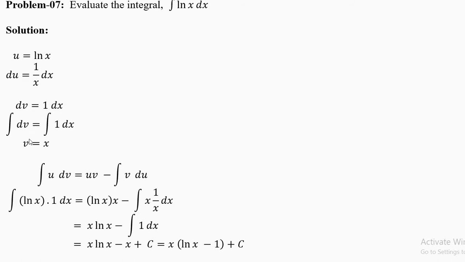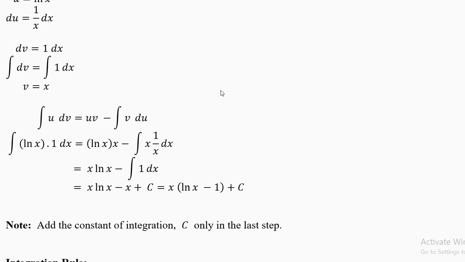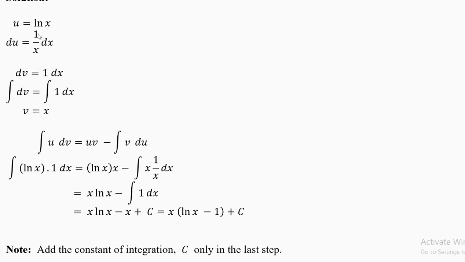Integration of dv is v, integration of 1 is x. Do not write plus c here in the middle step, we'll write it in the last step. Integration of u dv equal to uv minus integral v du. This is our main formula for this chapter today. Now u equal to ln x, v equal to x, and this x is better written on the left, so you write x ln x minus integral v du. v is x, and how much is du? du is not dx, it is 1 by x dx.